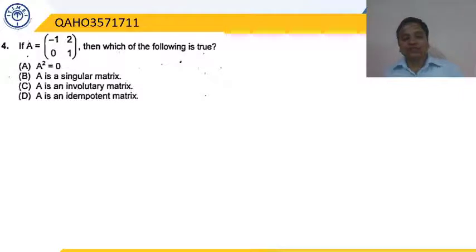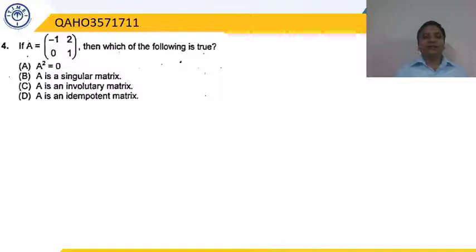A square equal to 0. 0 means null matrix. Let's check. A is a singular matrix. Singular matrix means the determinant is equal to 0. But in this case, the determinant is not 0. It is -1. So option B is ruled out.